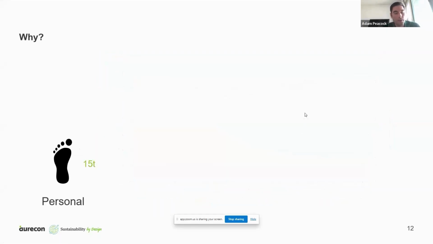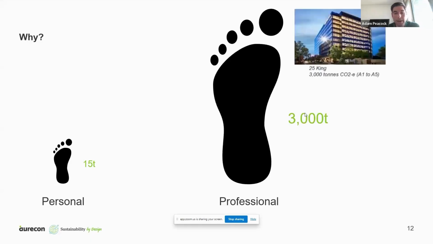So why? In our everyday lives, the average person will emit around about 15 tons of carbon dioxide in a year. So that's commuting, traveling, living basically, traveling to an office, being in an office, living at home, having heating and lighting at home. Whereas an average project might use around 3,000 tons of carbon dioxide. So this is actually the figure of embodied carbon for this 25 King Street. And that building is actually our office building in Brisbane.